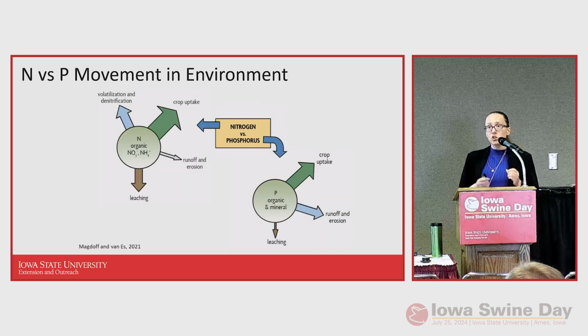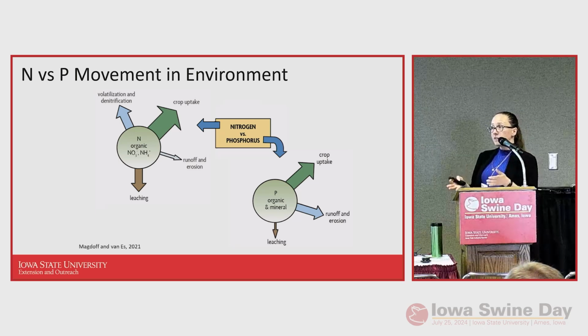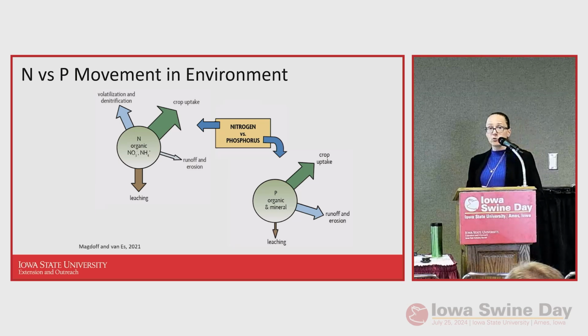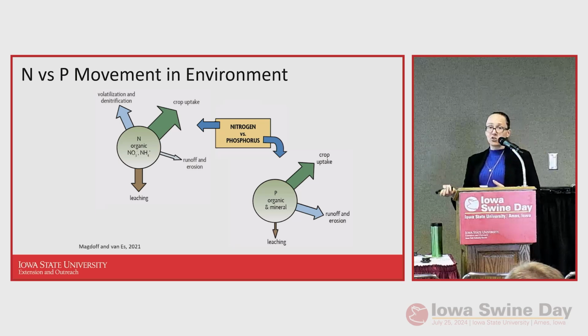And I mentioned that nitrogen and phosphorus move differently in the environment. These diagrams represent where the nutrient is going. The size of the arrow represents how big a contribution it is in that direction. On the left is nitrogen. Some of that's going to be lost to volatilization and denitrification. Hopefully, most of it's going to go to crop uptake. A little bit is lost with surface runoff and erosion, but most of what's lost ends up being leached in the system.